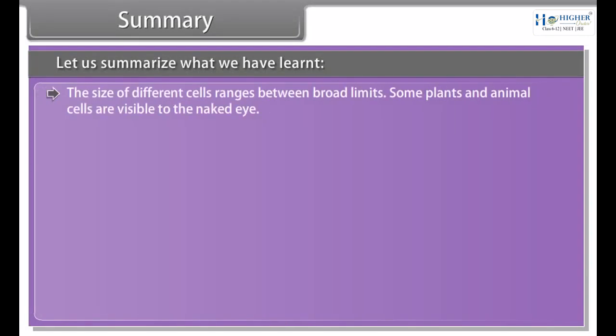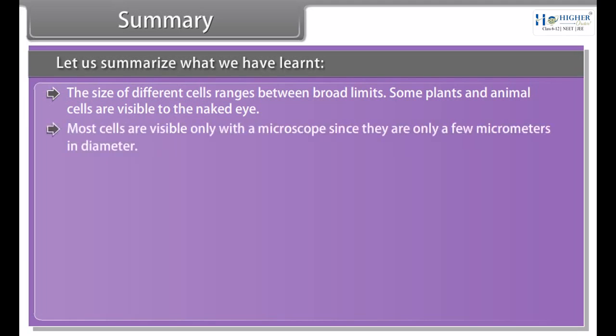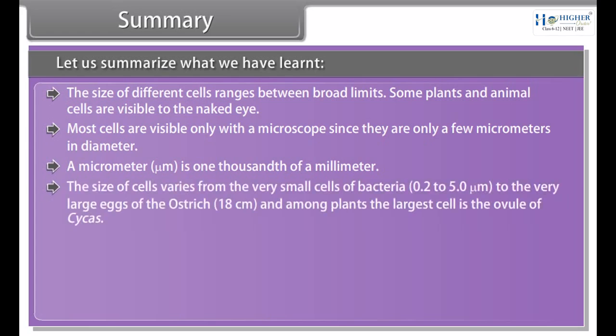The size of different cells ranges between broad limits. Some plants and animal cells are visible to the naked eye. Most cells are visible only with the microscope since they are only a few micrometer in diameter. A micrometer is 1/1000th of a millimeter. The size of cells varies from the very small cells of bacteria, 0.2 to 5 micrometer, to the very large eggs of the ostrich, 18 centimeter.